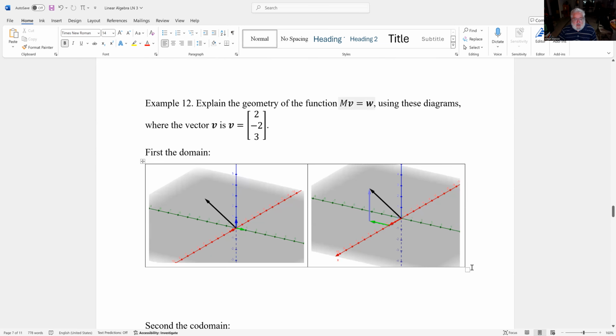So here's the geometry of the function using the domains, using the diagrams, where this is our vector. This is in the domain. Red here is the x-axis. This is I. J is the little green arrow, and K is the little blue arrow. And this is our vector 2, minus 2, 3. And so you can see that it's 2 units in the x direction, minus 2 units in the y direction, and then 3 units up in the z direction. So red is x, green is y, blue is z.